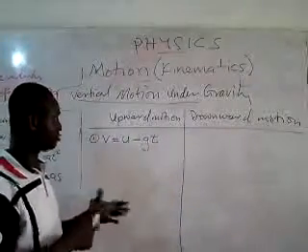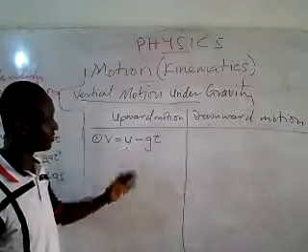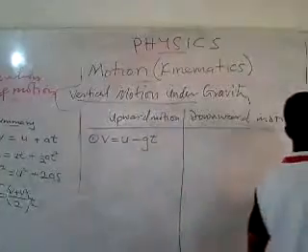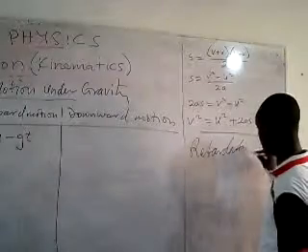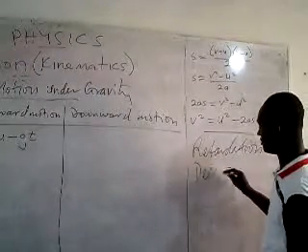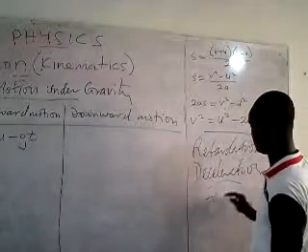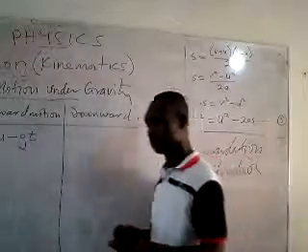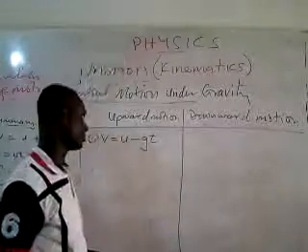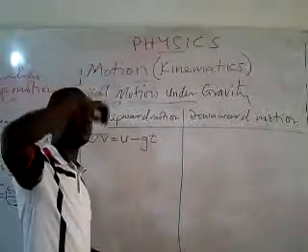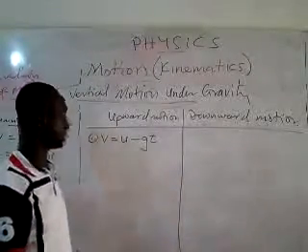It means when you throw an object upwards, the acceleration decreases. And for that matter, we call the negative acceleration retardation, or what we call deceleration. That is negative acceleration. When you throw an object upwards, it begins to decrease in motion because of negative acceleration. It will reach a point where it will stop before it comes down.